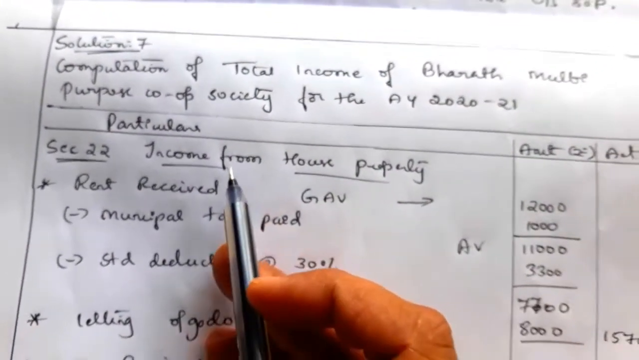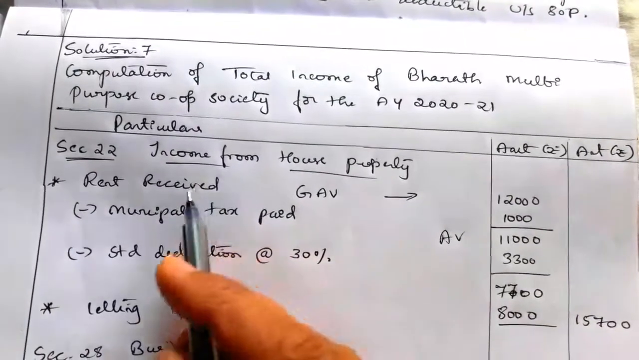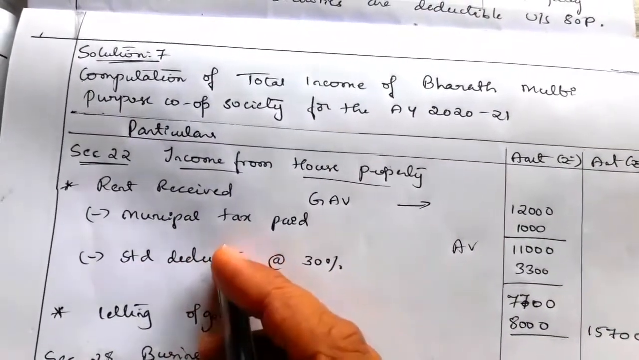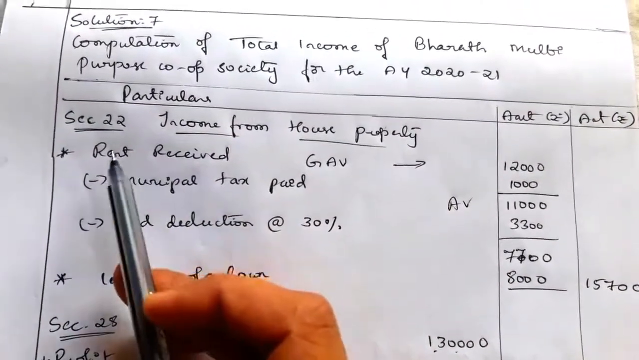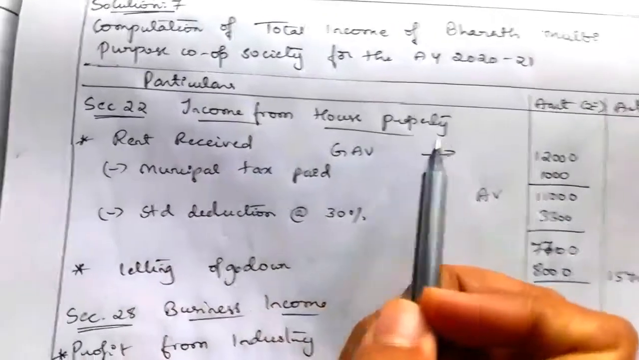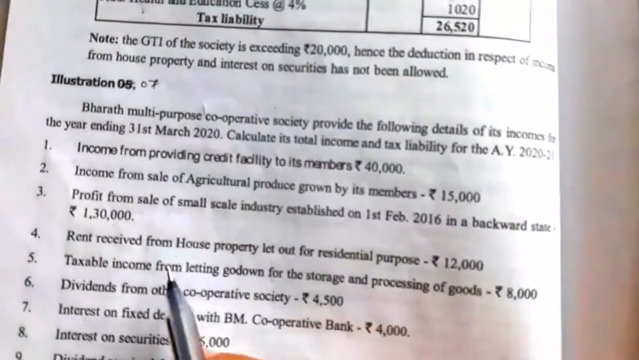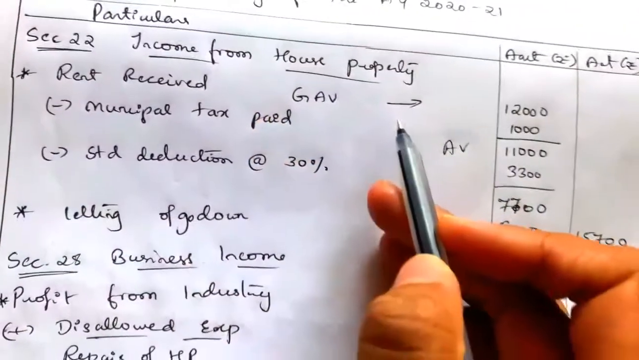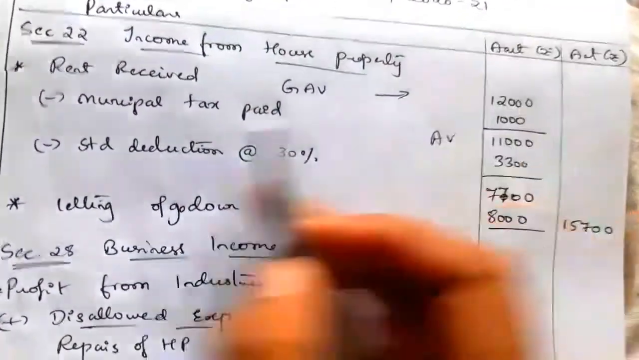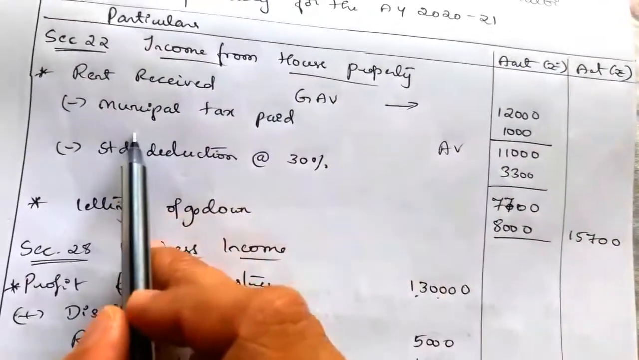Now write the heading: computation of total income of Bharat Multipurpose Cooperative Society for the assessment year 2020-21. Three columns for particulars and two amount columns. Under that, the first section is section 22, income from house property. Relating to income from house property, here they have given rent received from house property let out for residential purpose, 12,000. So when they give rent received, we have to take it as the gross annual value, and from the gross annual value we have to deduct municipal tax paid. So here in this question they have given municipal tax paid.